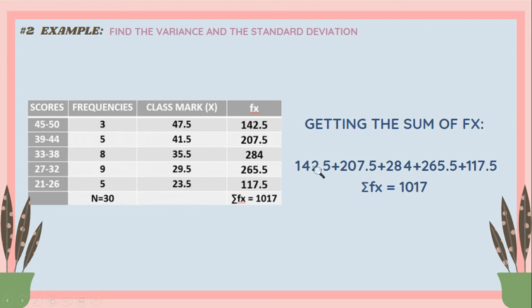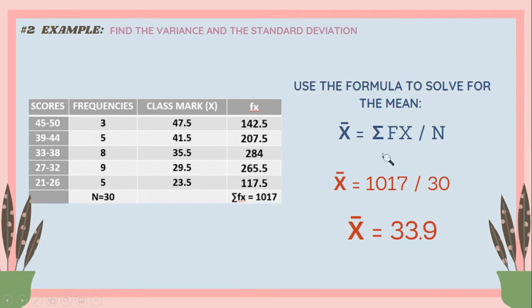So after finding the answers for the fx, you need to get its sum. So 142.5 plus 207.5 plus 284 plus 265.5 plus 117.5 is equal to 1017. So that will be our summation of fx. So again, substitute your answers to the formula of the mean. So 1017 divided by 30 is equal to 33.9. So this will be our mean for this data.